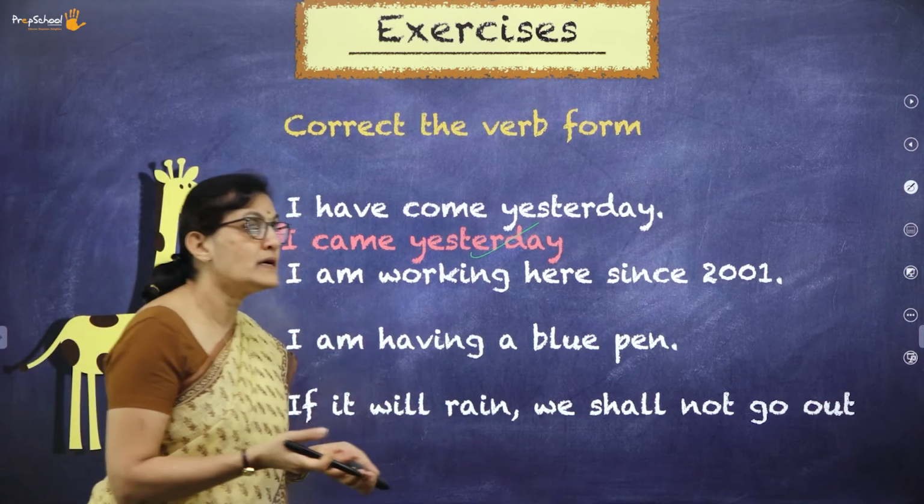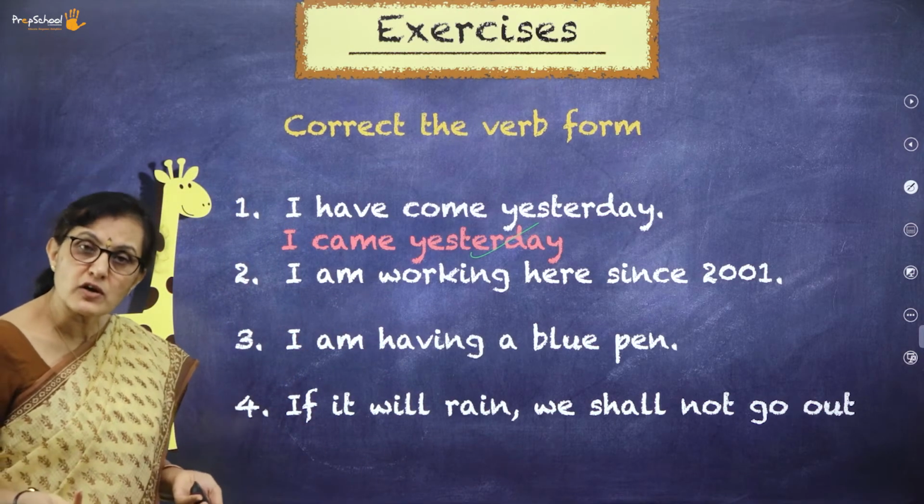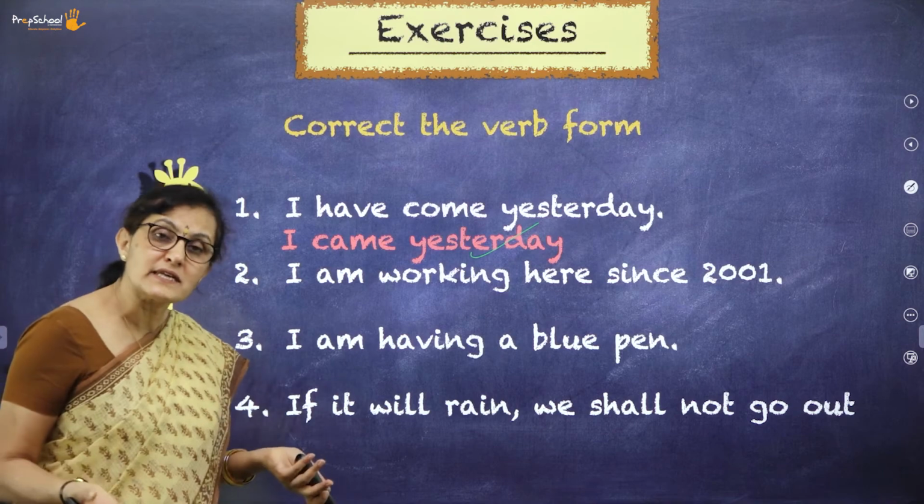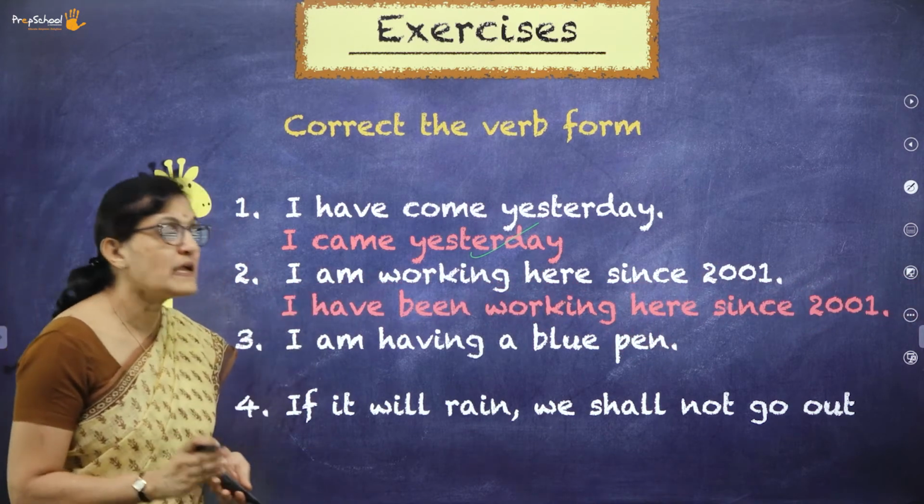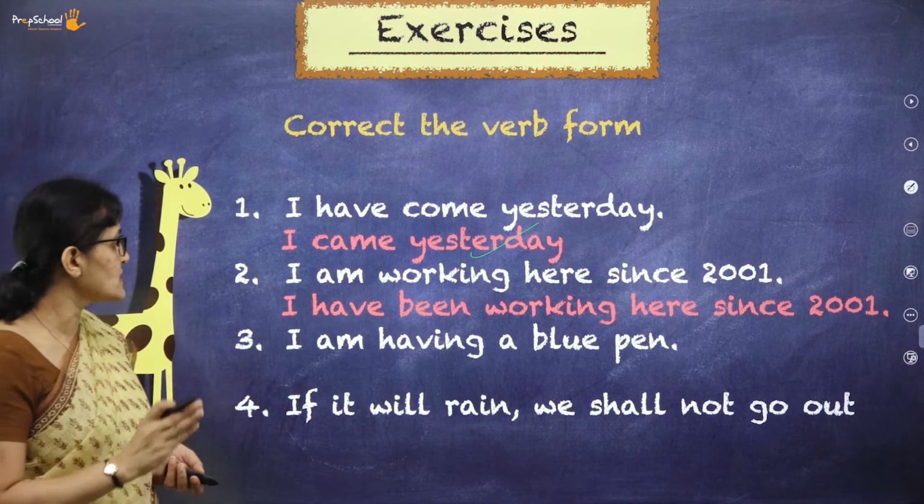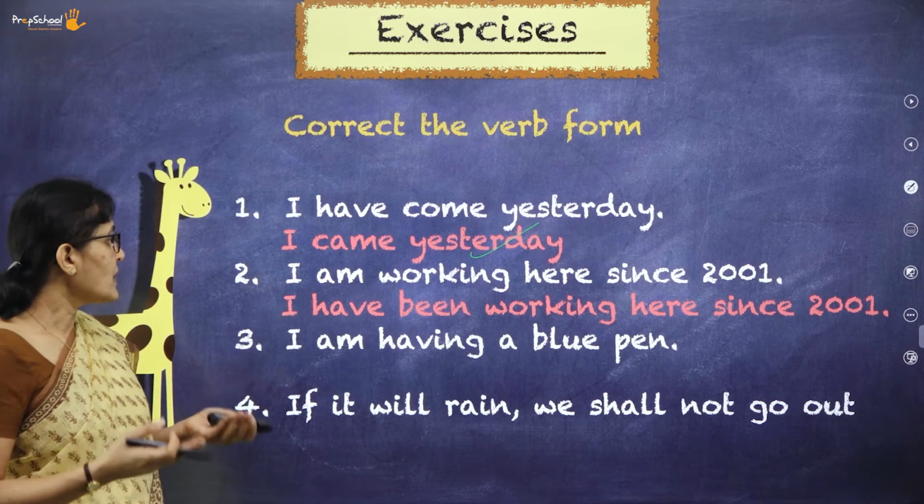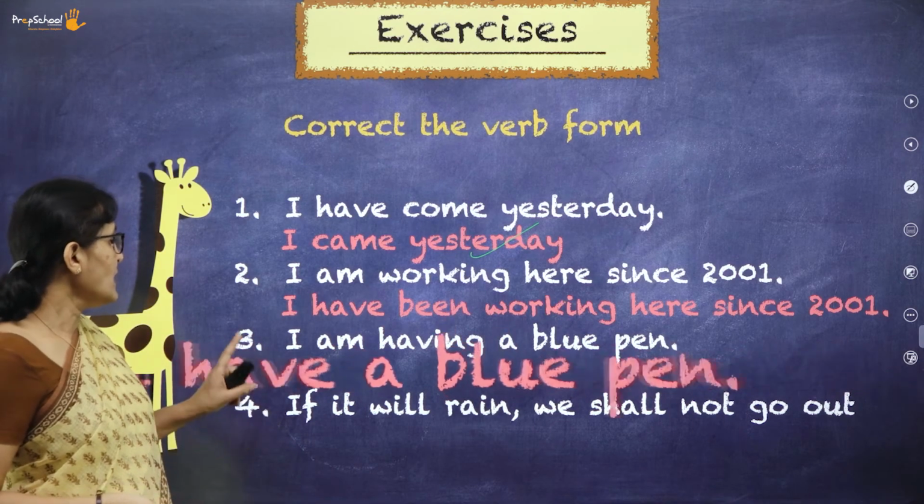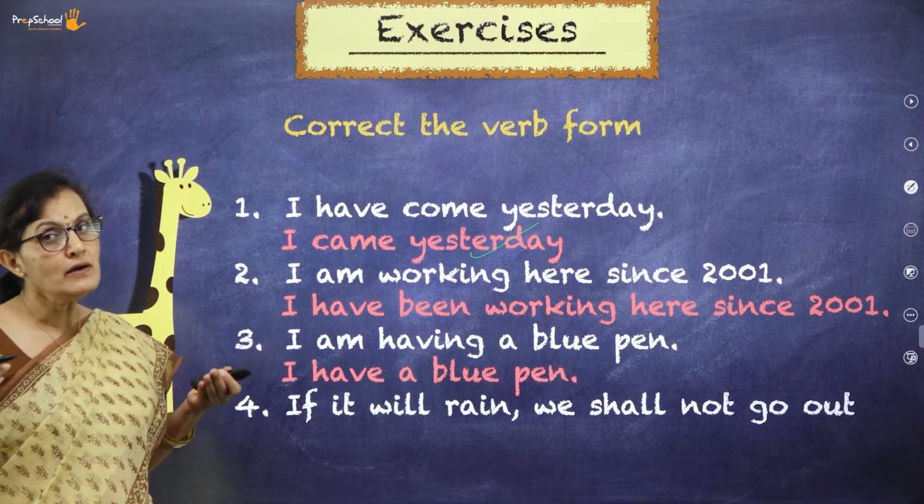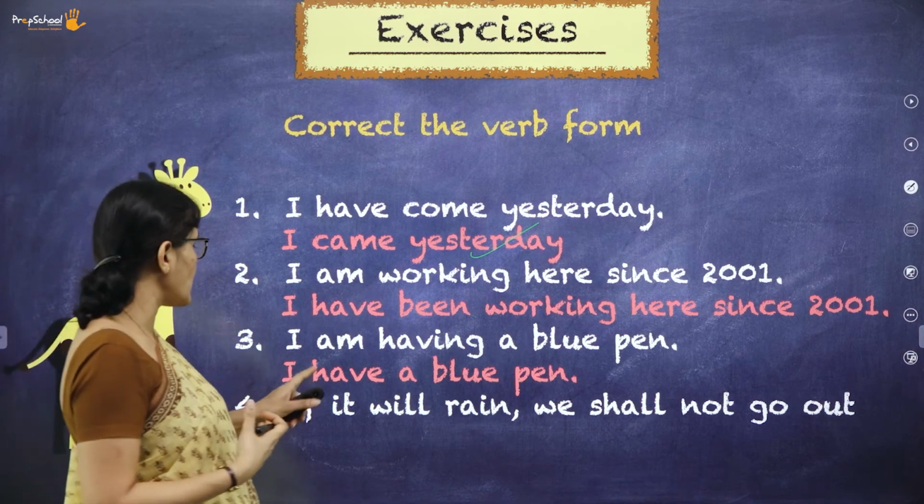I am working here since 2001. We generally talk that way, and we feel it is correct also, but actually it is wrong. You need to say, I have been working here since 2001. The next one. I am having a blue pen. Very commonly we speak, isn't it? But it is actually, I have a blue pen. That is a perfect way of saying.